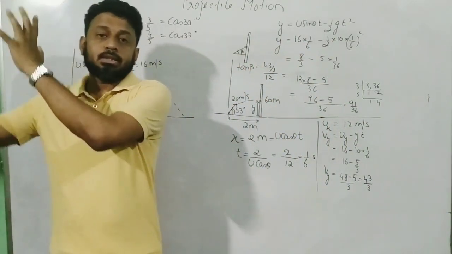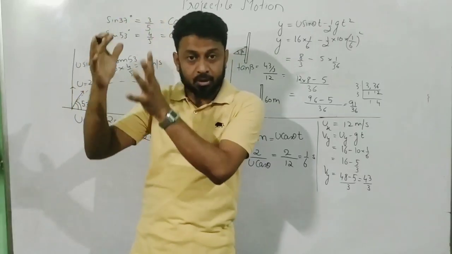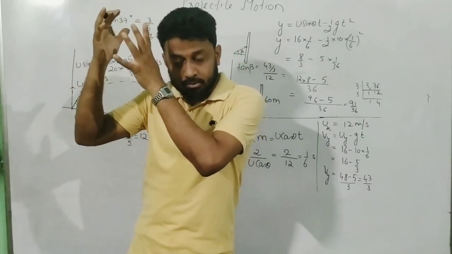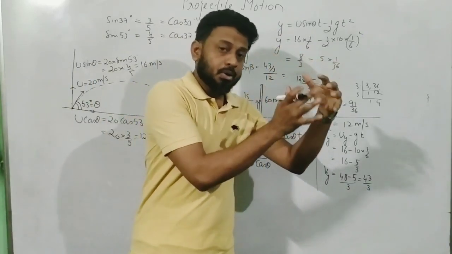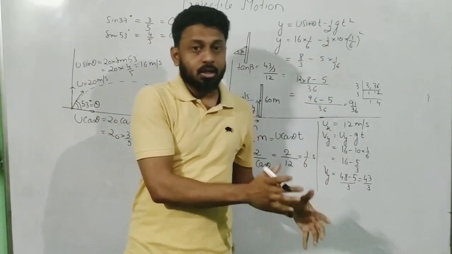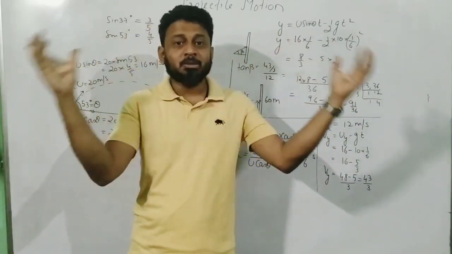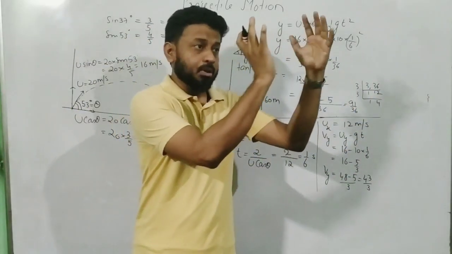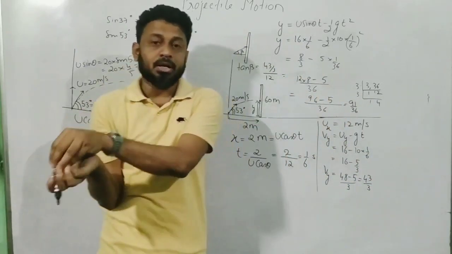The x component is independent. It is decided by x velocity and x acceleration. The y component is dependent on the y velocity and y acceleration. What is the bridge between them? The bridge between them is time. So sometimes y is given to you: find that time using y, and use that time to find the x.